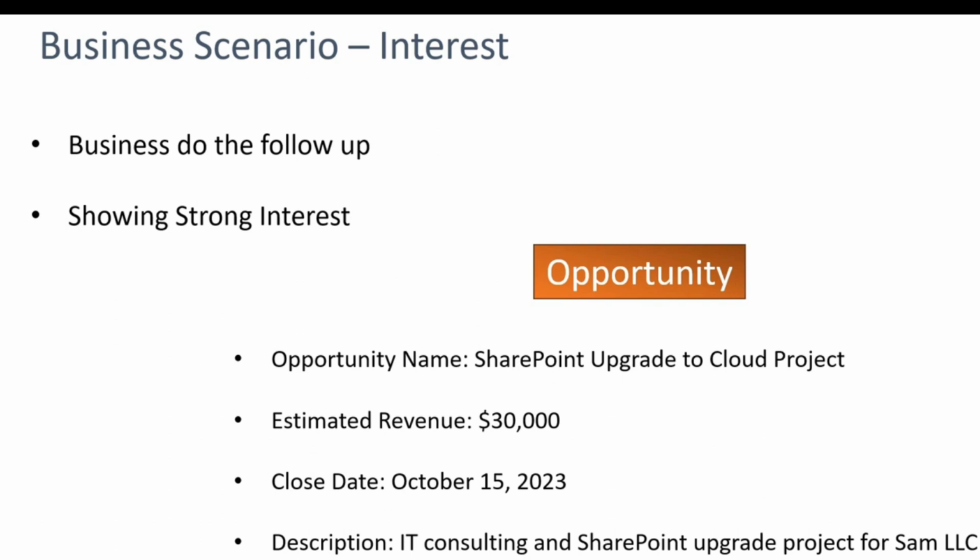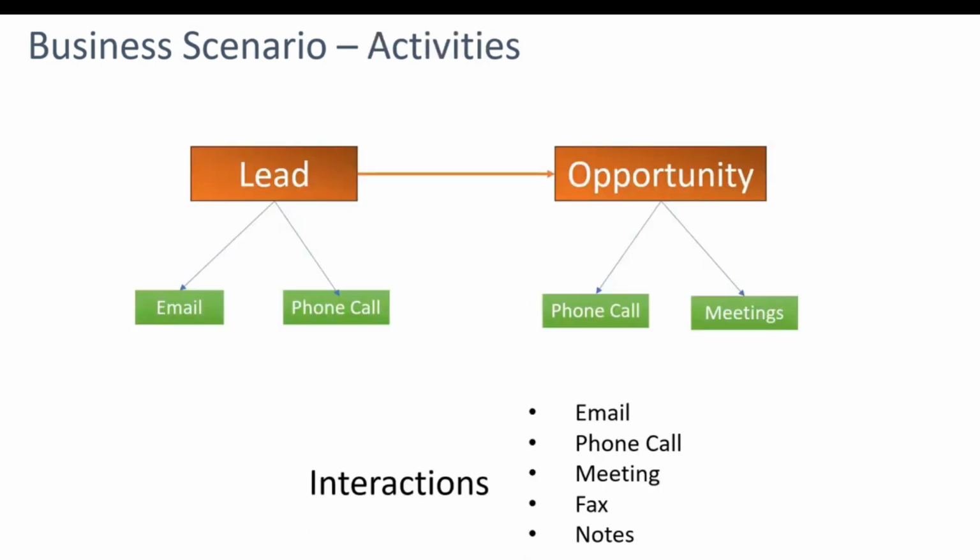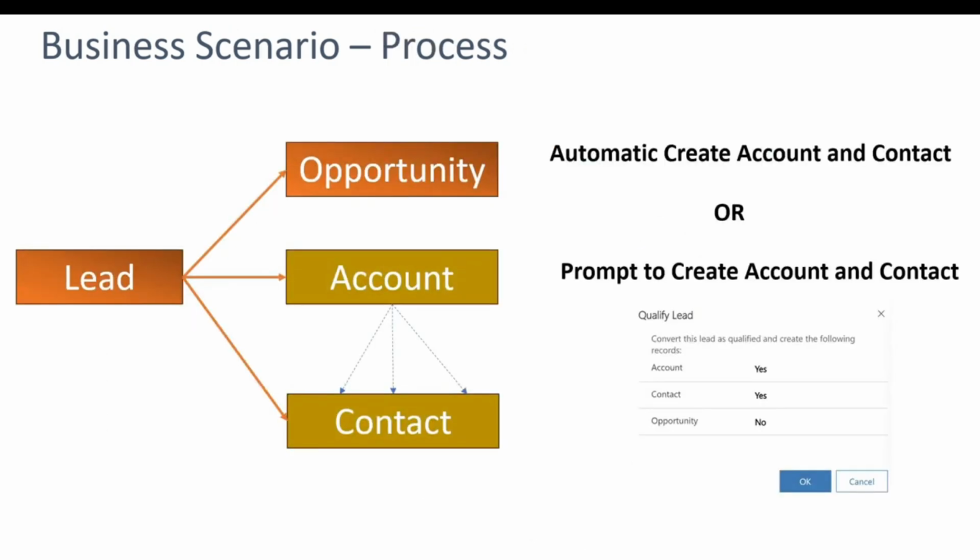Now we know what a lead is and what an opportunity is. Through this process, many interactions may happen, like an email, phone call, or meeting, with each lead and opportunity stage. All those interactions are called activities. After multiple activities, when the deal is successfully closed, the opportunity status is updated to won.